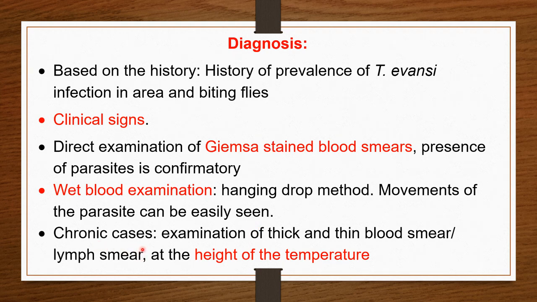In chronic cases, thick and thin blood smears are examined, because in chronic cases sometimes the parasitemia is very low. So it may require a thick blood smear or lymph smear. This blood smear or lymph smear is taken at the height of temperature. At other times the parasitemia is very low, but at the height of temperature, parasitemia is higher. So generally the samples are collected at the height of temperature to give a precise diagnosis.